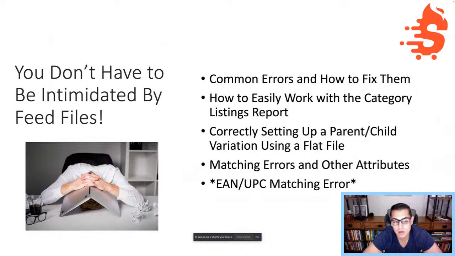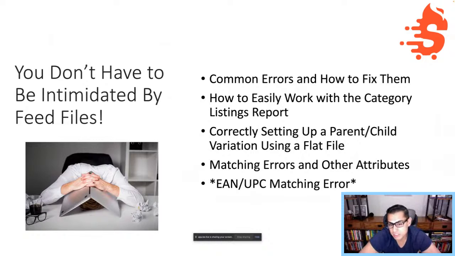So today we're going to go over some common errors that we see in flat files, all those crazy numbers like 8056 and 9052, and how to remedy them. We'll also cover the category listings report, which is basically the closest thing you can get to a fully filled out flat file for your entire catalog. We're also going to show how to correctly set up a new parent-child variation using a flat file.